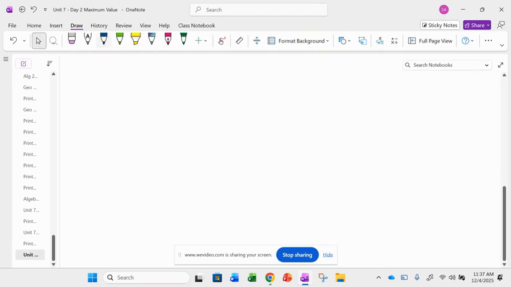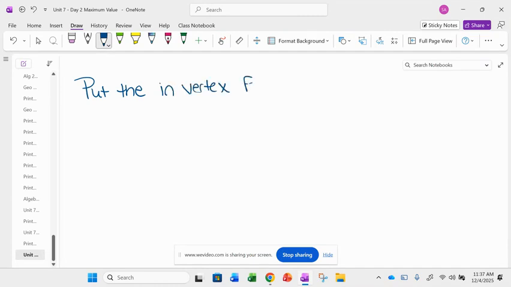Okay, so now what I want us to do is put in vertex form and state if it's a maximum or minimum.